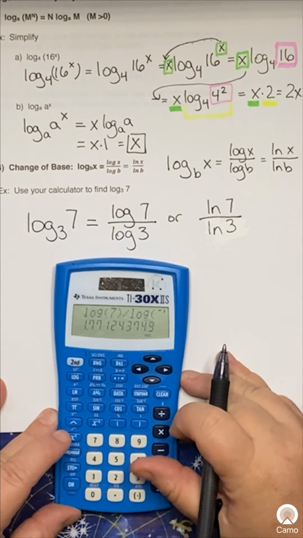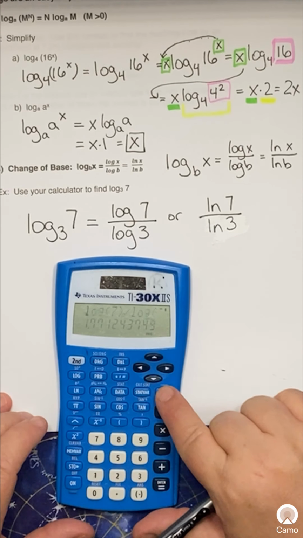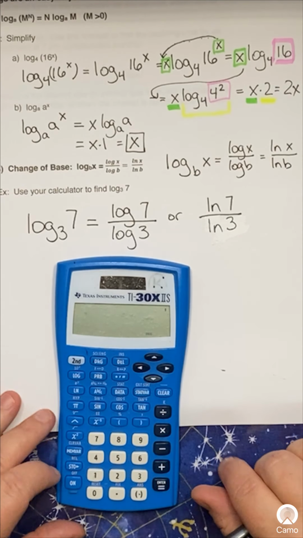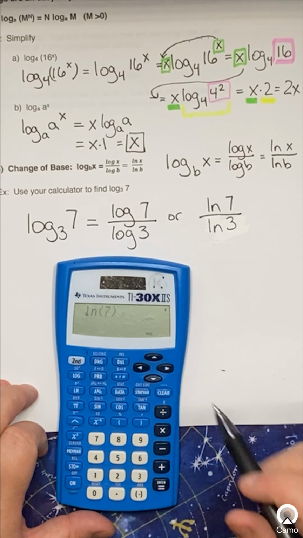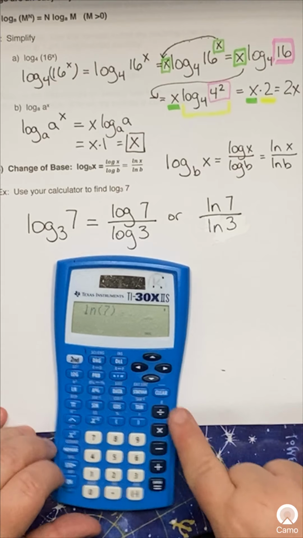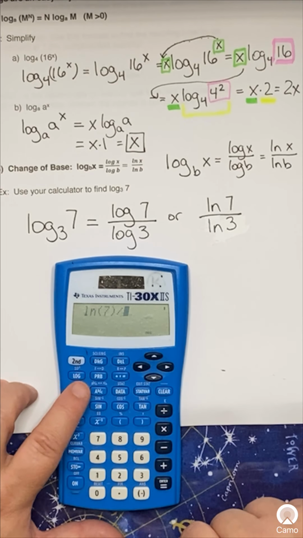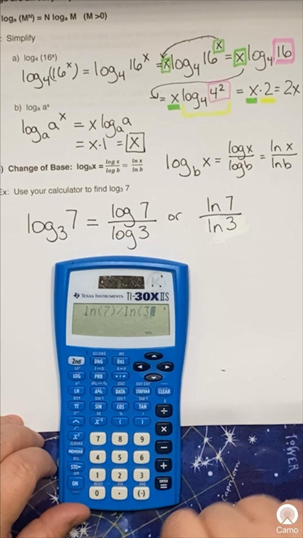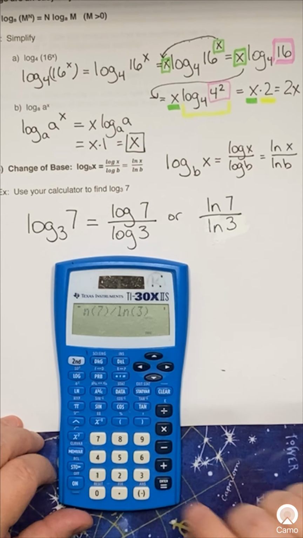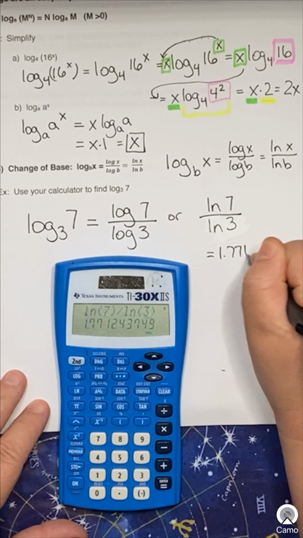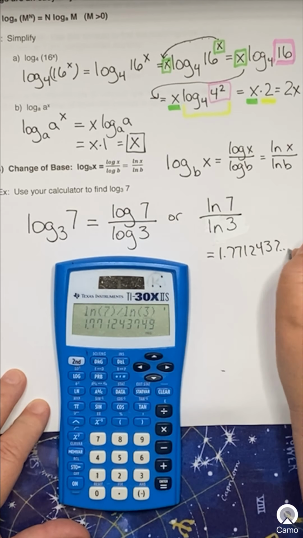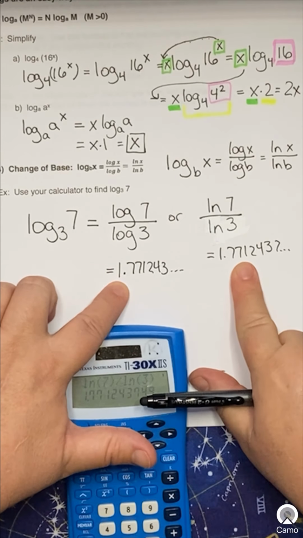Now I know you're all thinking, but you can't possibly get the same answer with natural log. Well, let's check. Natural log of 7. Again, remember to close the parentheses. Divided by natural log of 3. Those parentheses. And I get 1.771243, some other numbers.